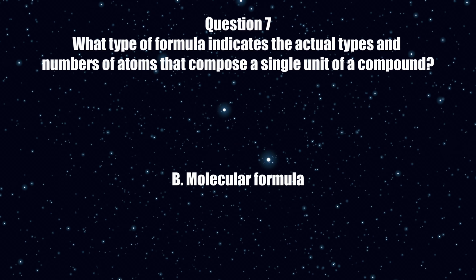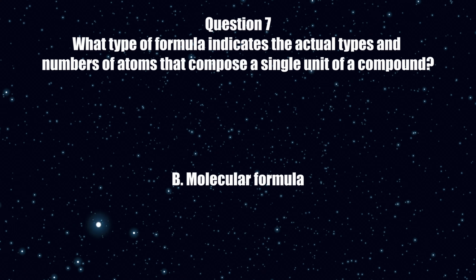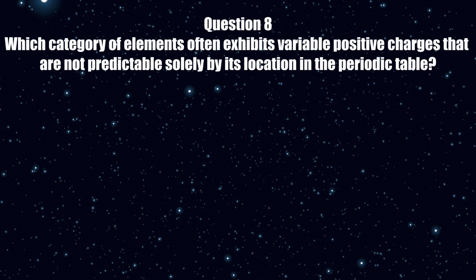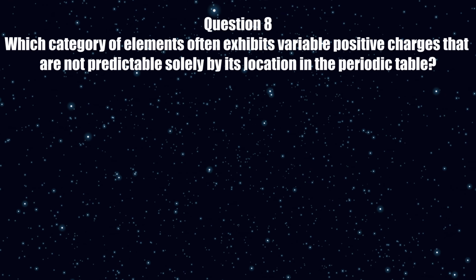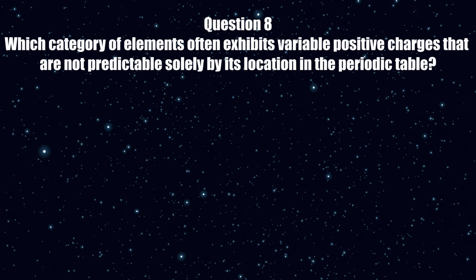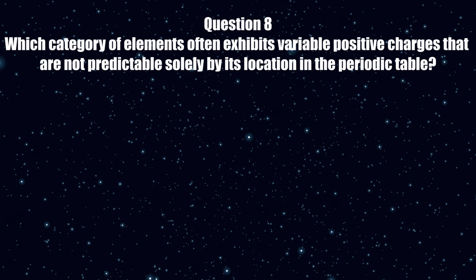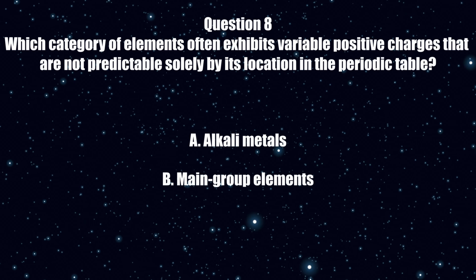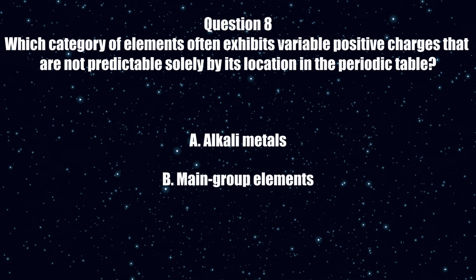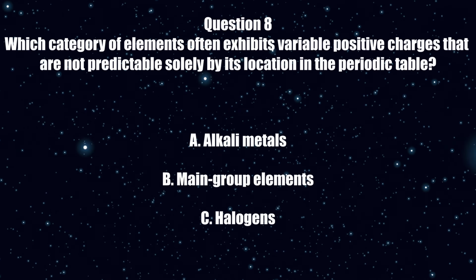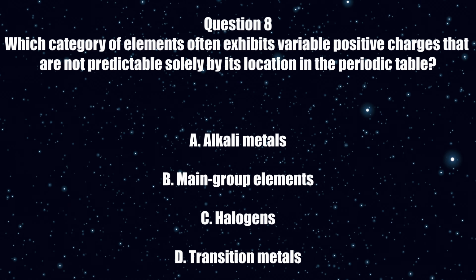The correct answer is B. Molecular formula. Question 8. Which category of elements often exhibits variable positive charges that are not predictable solely by its location in the periodic table? A. Alkali metals. B. Main group elements. C. Halogens. D. Transition metals.